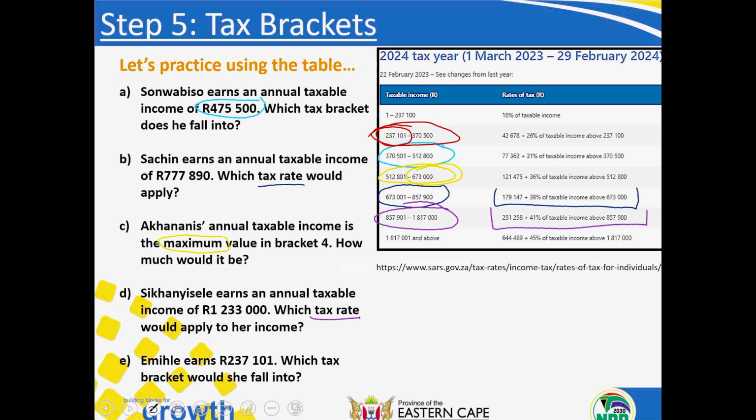If you read carefully, you would have seen that 237,101 Rand falls into tax bracket 2.